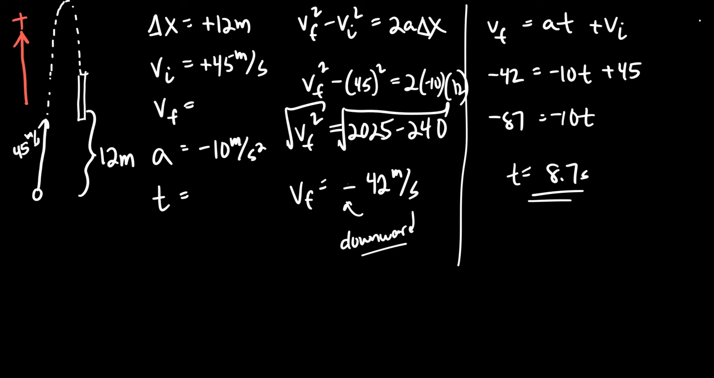Now look, if you chose wrong there, you would have put positive 42, and you would have got a third of a second. And by the way, those are the 2 times you get when you use the quadratic formula. A third of a second and 8.7 seconds. So you're going to get the same answers.